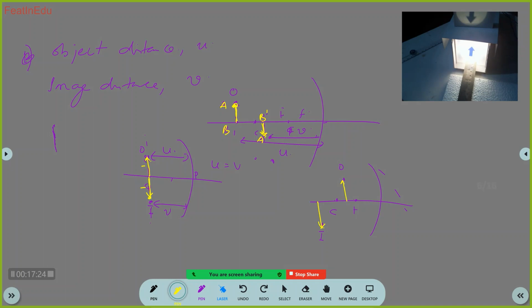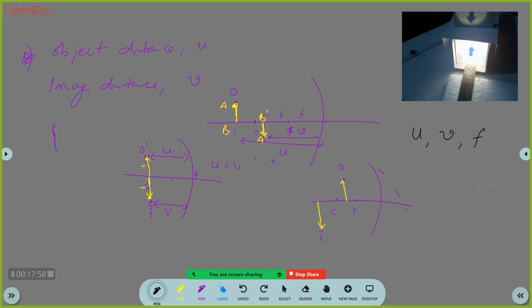Any questions? Sir, are object distance and image distance both inversely proportional to each other? Okay. See, now there are three quantities. What are the three quantities? One physical quantity is object distance. Another quantity is image distance. And another thing that depends upon the mirror is the focal length. So these are the three things.